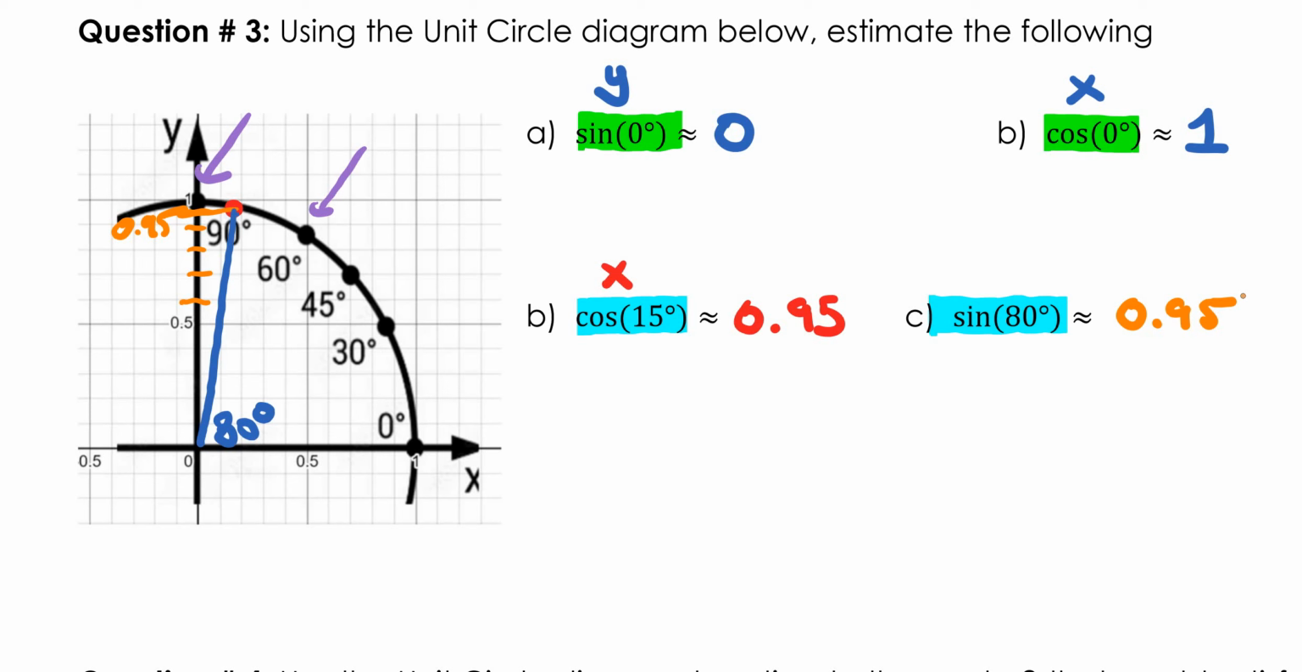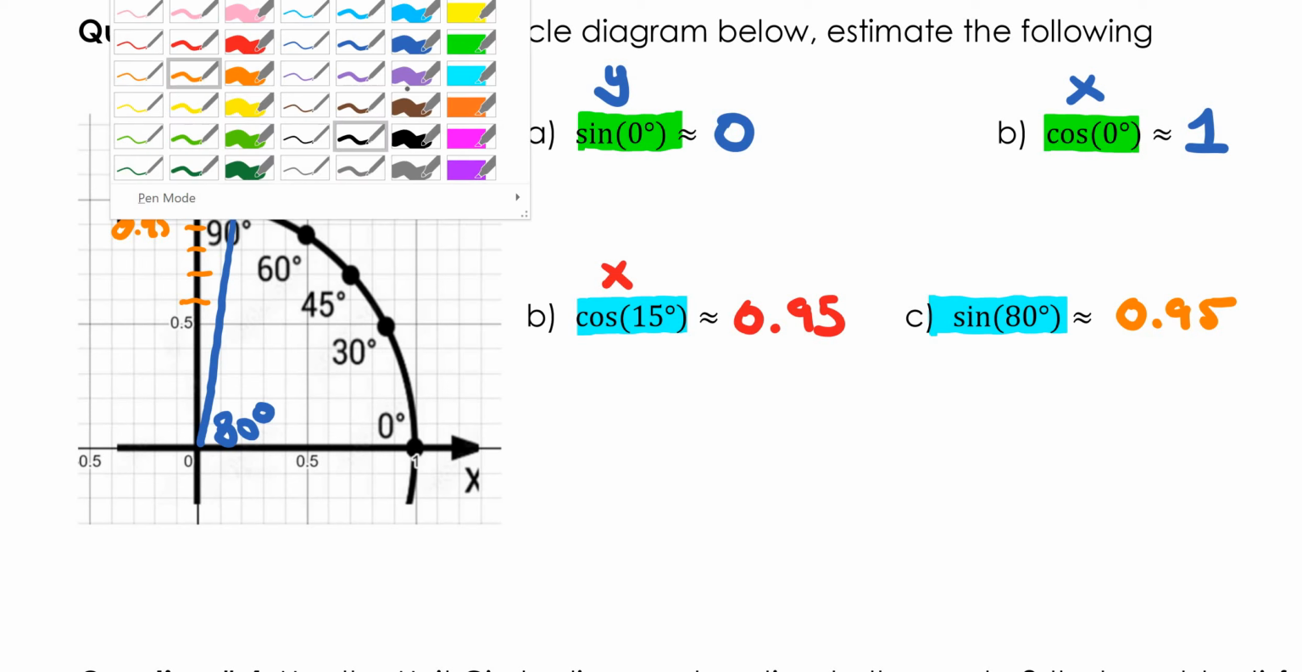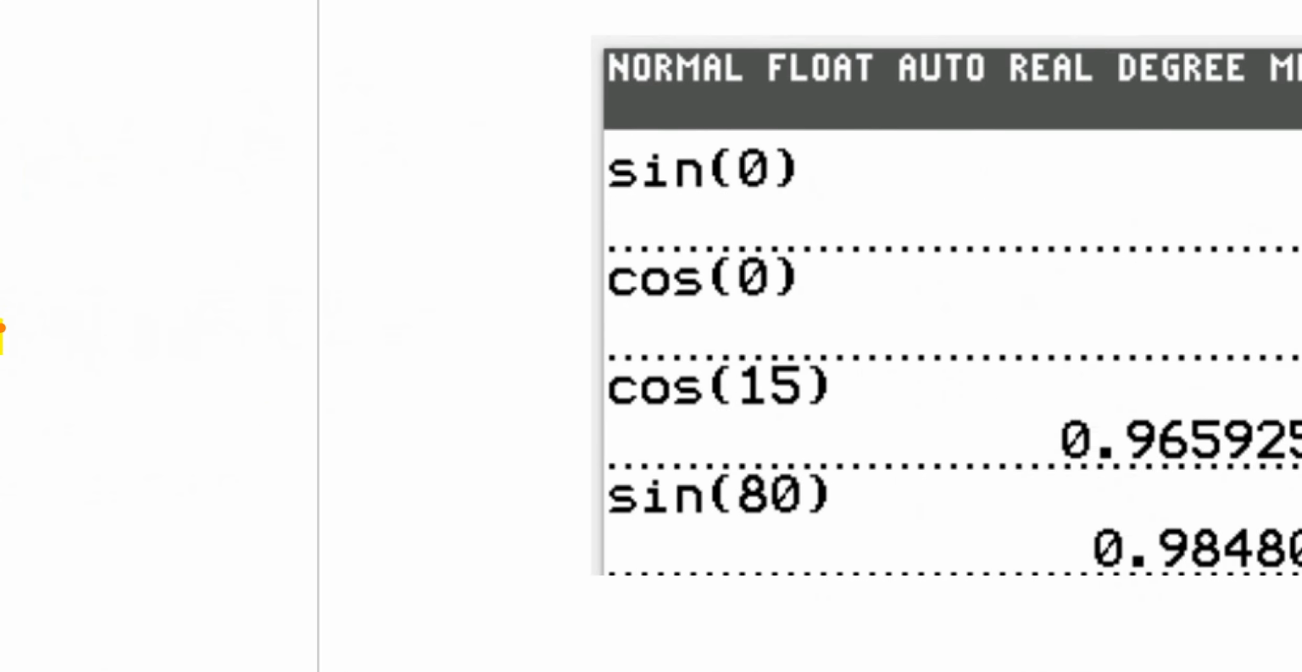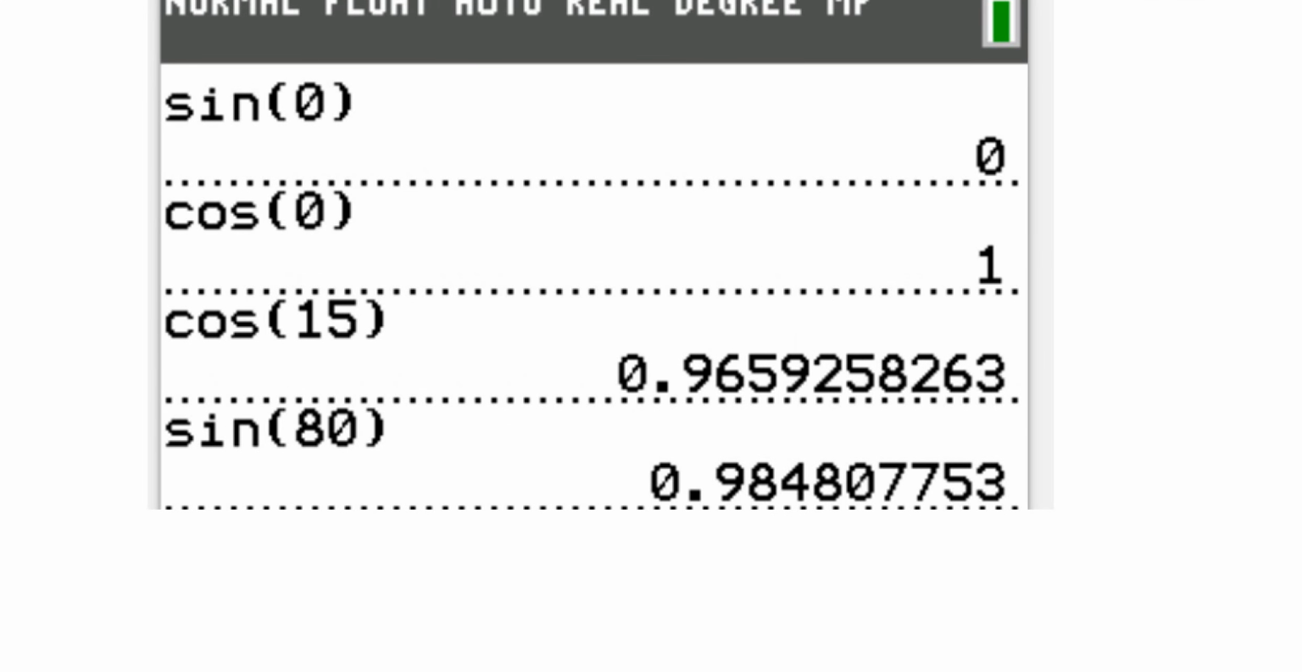So there you go. If I did go to my calculator, the real answer is going to be 0.97 for cos 15 degrees, and the real answer here is going to be 0.98. So I would say that my approximations of 0.95 and 0.95 are very close to the real answers here. And all you have to do is just confirm your answers on a calculator. And there you go. Cos of 15 is 0.965, sine 80 is 0.984, and cos of 0 is 1, and sine of 0 is 0.